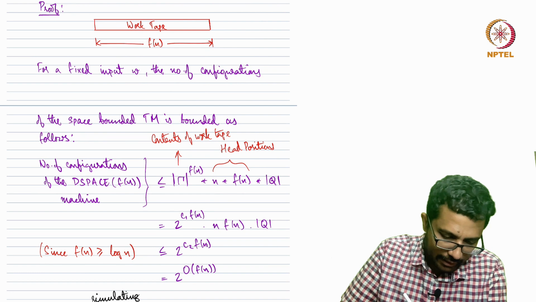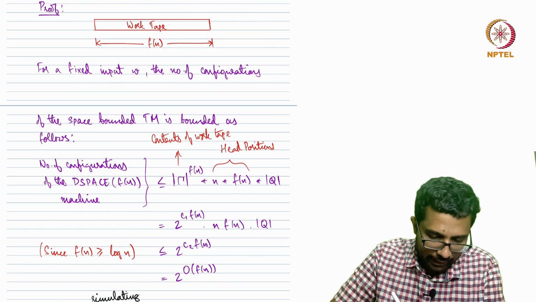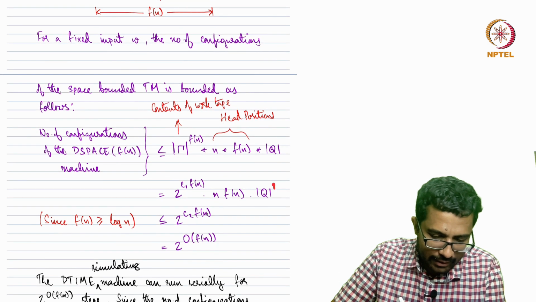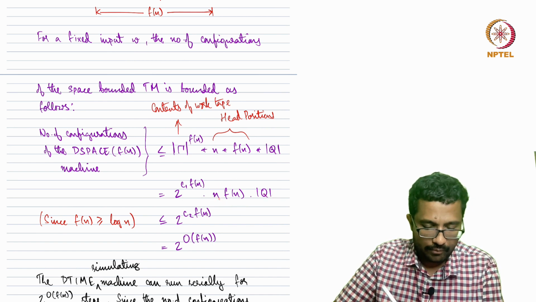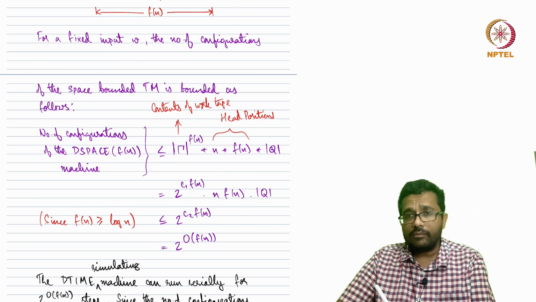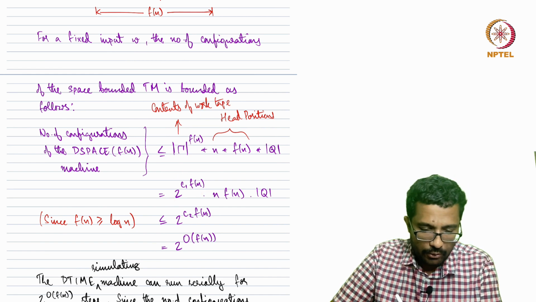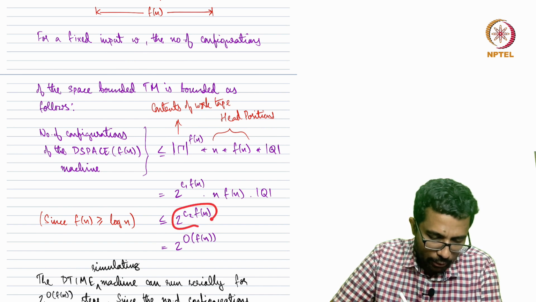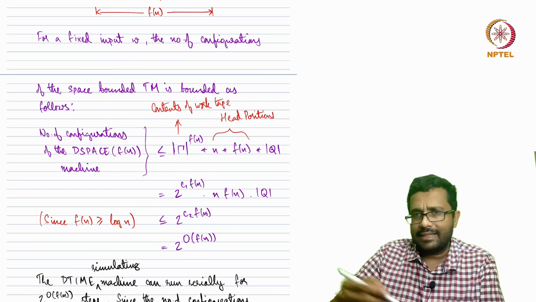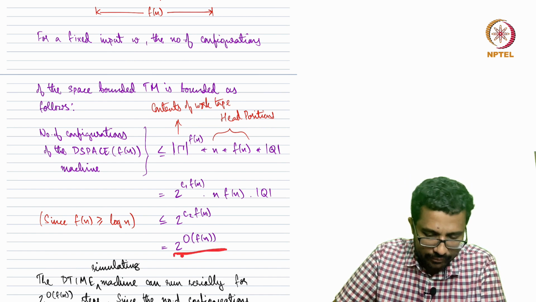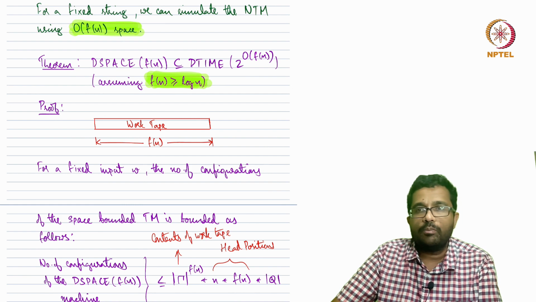Now if we just see this, we can simplify it as 2 power some constant times F(n), right? We can see gamma as 2 power some constant, and we have n, F(n) and q here. But all of these things are dominated by the 2 power constant F(n) term. q is a constant, n is a linear term, and we know that F(n) is at least log n. So it is going to be dominated by 2 power F(n), right? So we can easily absorb all this into the exponent term and replace it with 2 power C2 F(n). But it's just another constant, which we can say 2 power O(F(n)). So now the number of configurations of the space bounded Turing machine is 2 power O(F(n)).